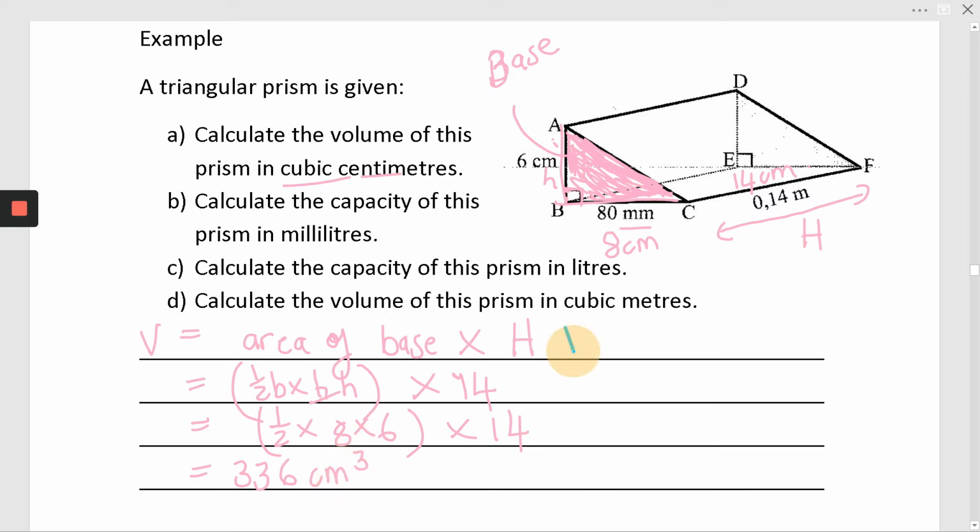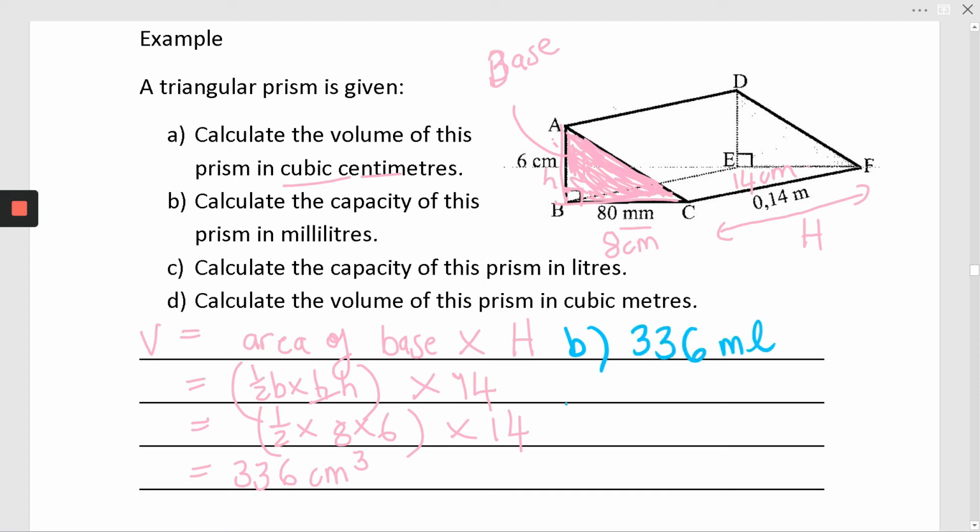For question B, we're being asked to convert that into milliliters. We don't have to go and calculate from scratch. We've already got everything we need. What we need to do is to realize, of course, that cubic centimeters and milliliters are exactly the same.